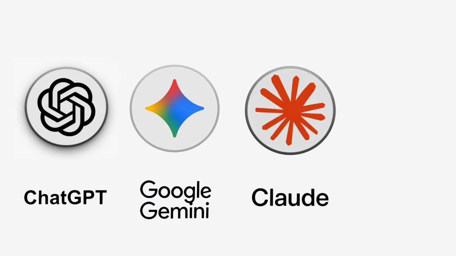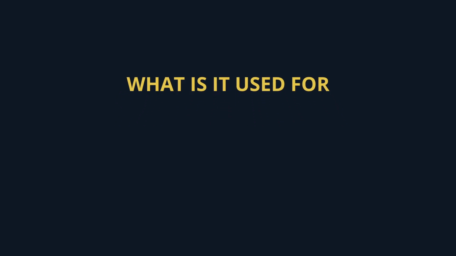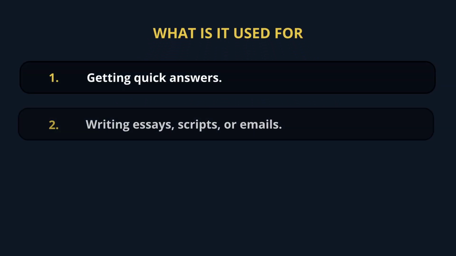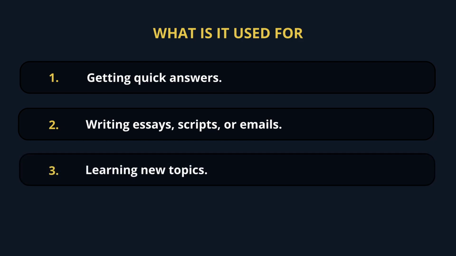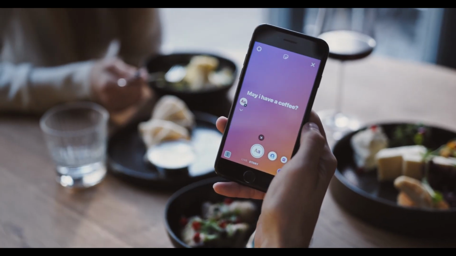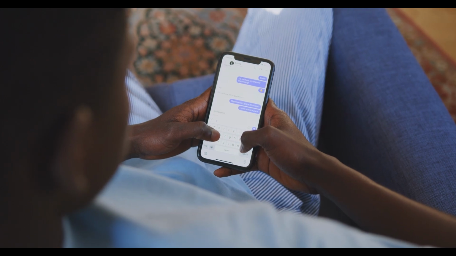Examples of chatbots are ChatGPT, Google Gemini, Claude, and Microsoft Copilot. These tools are used for getting quick answers to questions, writing essays, scripts, or emails, learning new topics, and helping customers in websites or apps. In short, chatbots are like smart assistants you can talk to anytime for information, writing help, or problem solving.